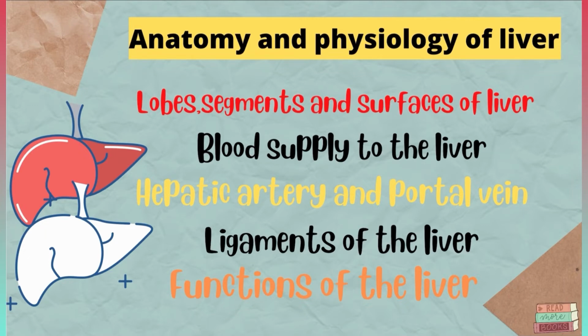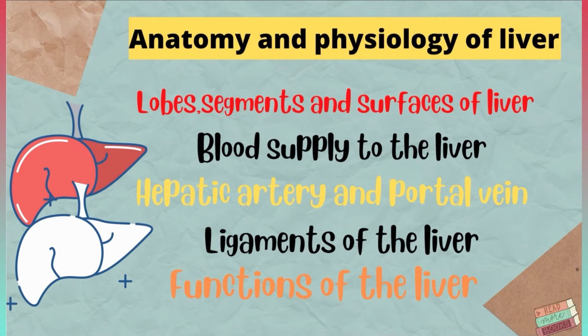I will also discuss the segments of the liver, the eight segments and how these segments are formed, and the surfaces of the liver, like the diaphragmatic surface and visceral surface. After that, I will discuss the blood supply to the liver. There is dual blood circulation in the liver: first by the hepatic artery and second by the portal vein through the portal circulation.